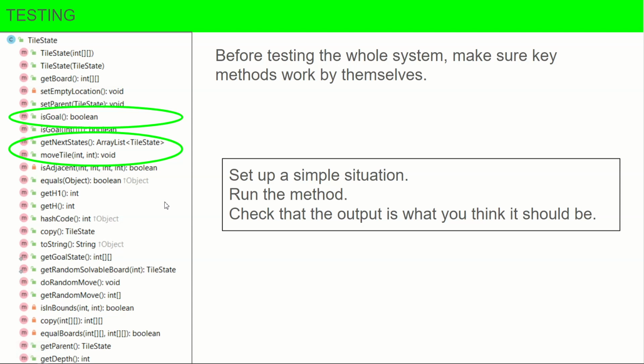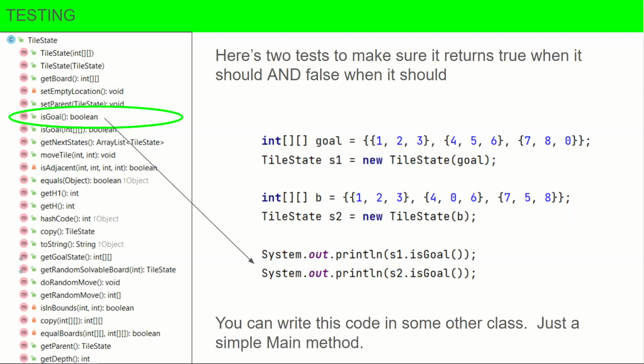And the way you test anything is you set up a simple situation, so set up a simple input, run the method, and then print out the output and check to see that it is what you think it should be. So if I wanted to test the isGoal method, for example, in some other class, I'll just have an empty main method, and I'll set up the goal state. I'll make a new tile state using that goal board. And then down here, I'll ask tile state 1, are you the goal? And I think that it should print true, because that's the goal.